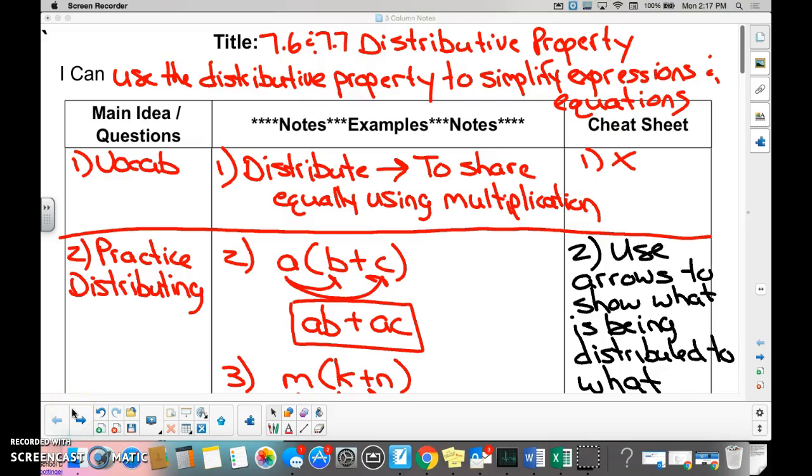7.6 and 7.7 distributive property. I can use the distributive property to simplify expressions. Thank you, Matthew. So today we are not necessarily solving, we are simplifying and combining like terms.